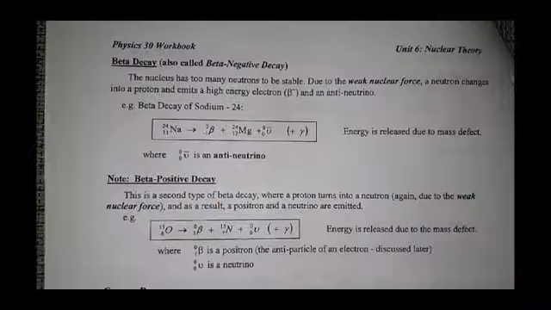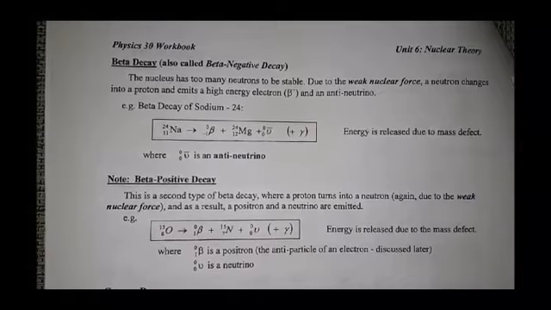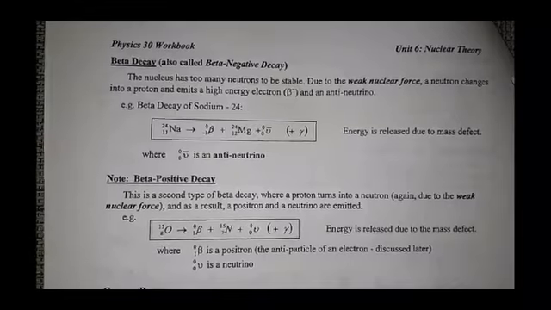Right, welcome back, Physics 30. Last time we talked about decay and how we can calculate some of these energy and momentum calculations during a decay, and then a specific decay reaction that we look for is alpha decay.